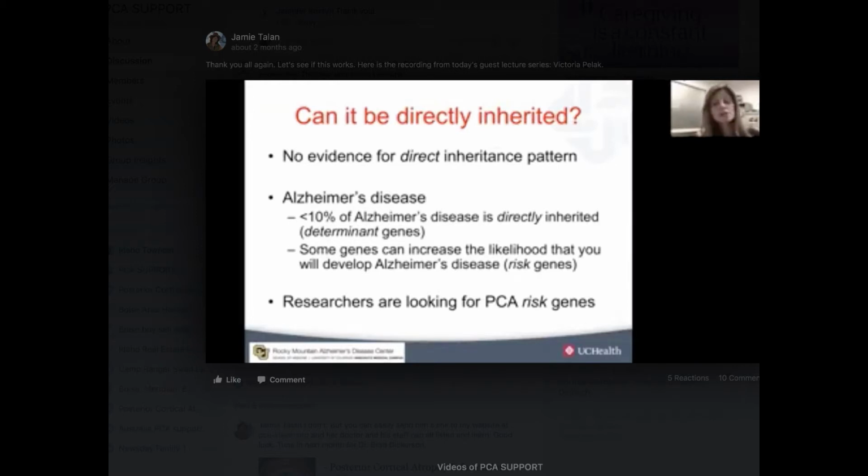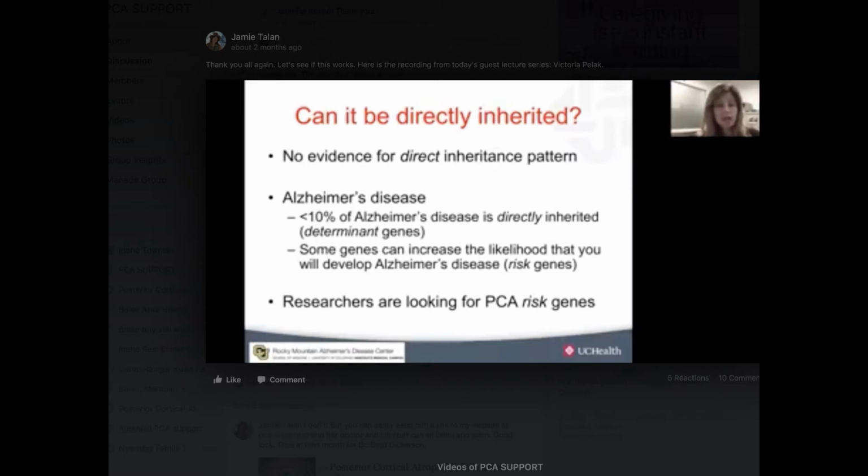And right now, as you'll hear from Dr. Rabinovich, in his talk that Jamie has on her website, you'll hear a little bit about how researchers have found some areas of our genes that potentially provide risk for PCA. And there's much that needs to be done. When researchers are in the identification phase for determinate genes or risk genes, we need many people to participate, and usually in the range of 1,000 or more at least, to find these risk genes and these determinate genes.